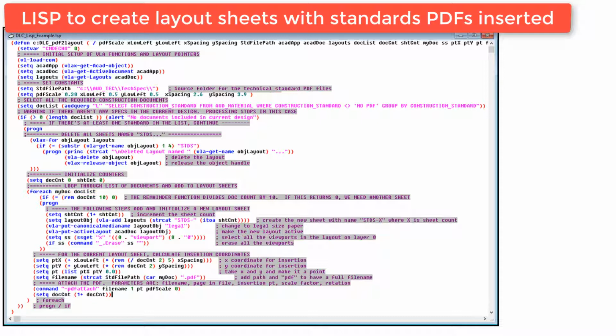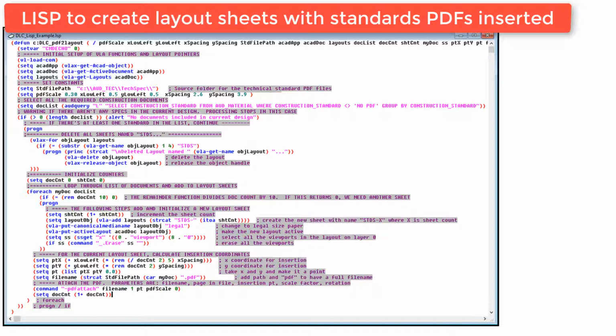Now in my layouts, I can put 10 PDFs on each sheet. This if statement uses the rem function, the remainder function, with the document count and a value of 10. If the function returns 0, that means it's time to insert another sheet. If it is time to insert another sheet, I first increment the sheet count. Then I do several things to insert and update a new sheet.